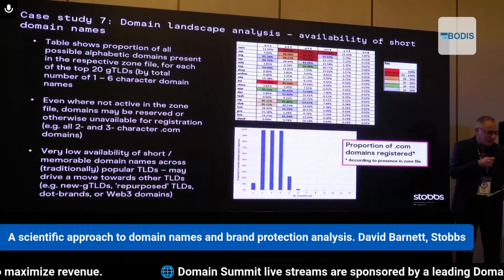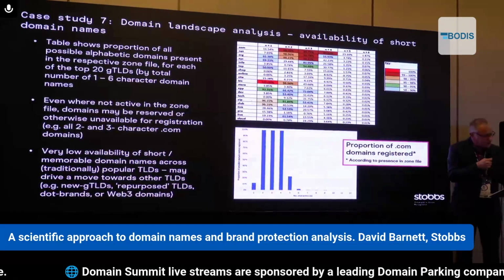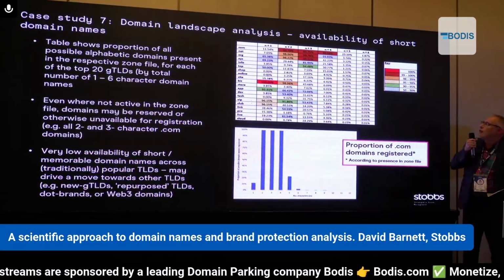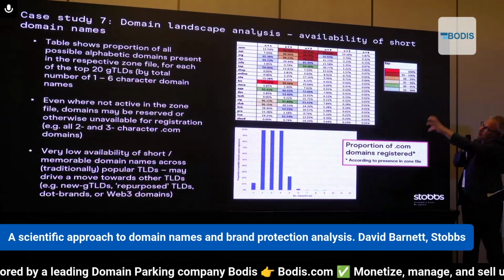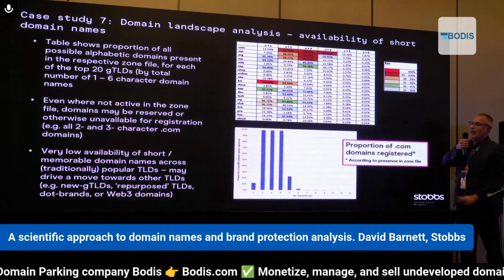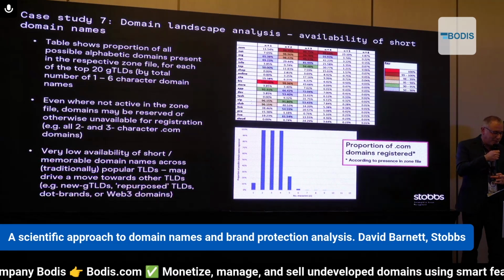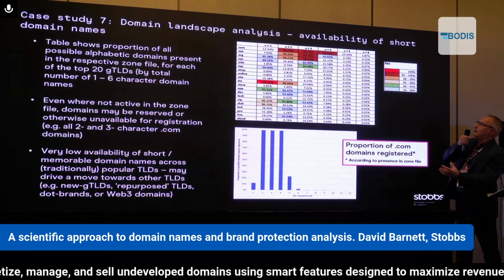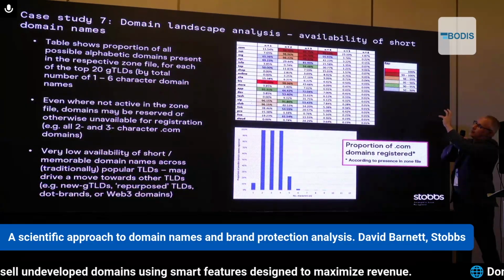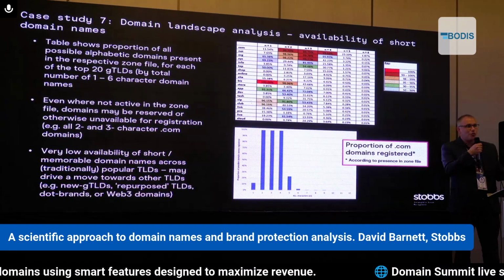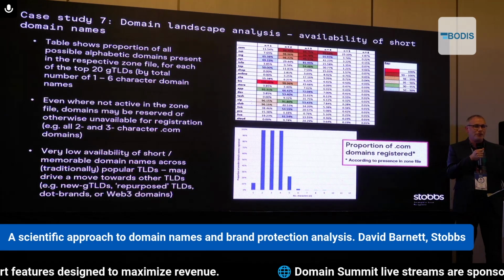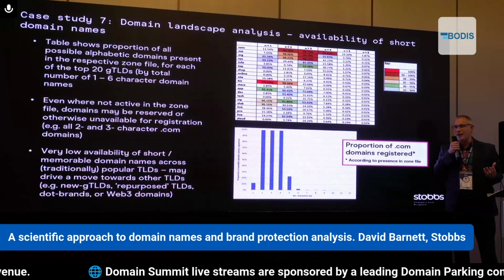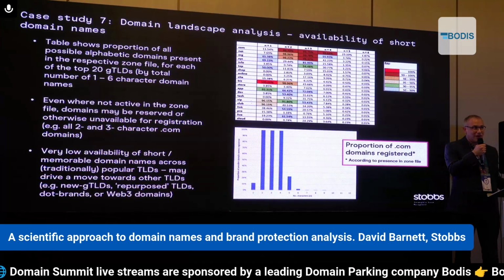Domain landscape analysis. Sorry, I'm aware of time, so I'll try and chop through these pretty quickly because we've still got a few left. This was looking at the proportion of domains across a series of domain name extensions and of different domain name lengths which are registered versus accessible. I won't go through all the detail now, but the thing to say, and it won't surprise anyone, is that for short domain names across common domain name extensions, there's almost none left. All 2-, 3- and 4-letter .com domains are already registered. With .org, there's a bit more availability, but all of the dictionary domain names are already taken.